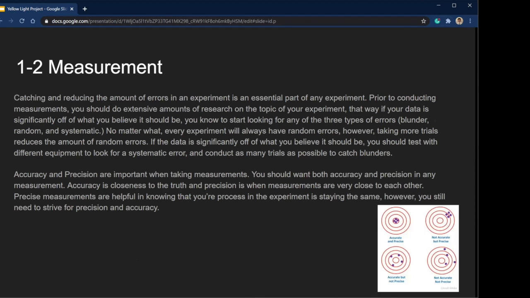So in 1-2, we learned about measurement, and we learned that detecting and reducing errors is one of the most important things to do when taking measurements in order to get both accurate and precise results. The best way to detect and reduce the amount of errors in a measurement is by conducting many trials and also being knowledgeable on the topic. By being knowledgeable on the topic, you should be able to tell if you're significantly off in your results.